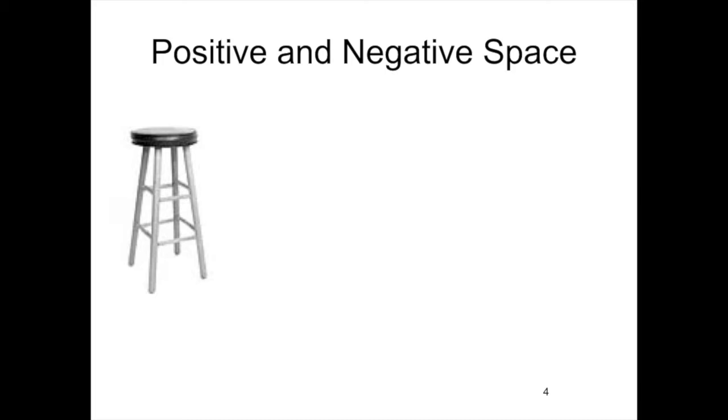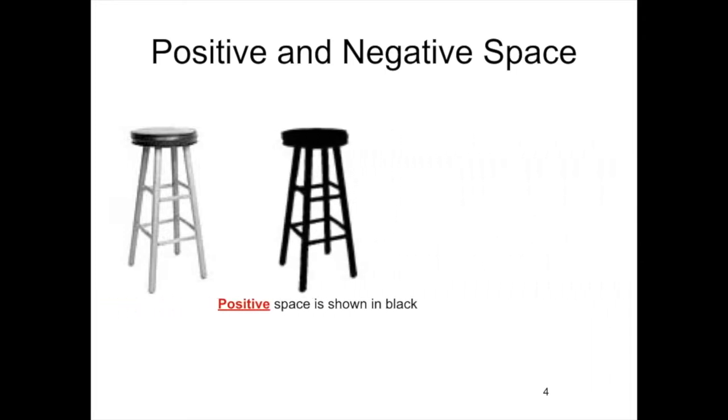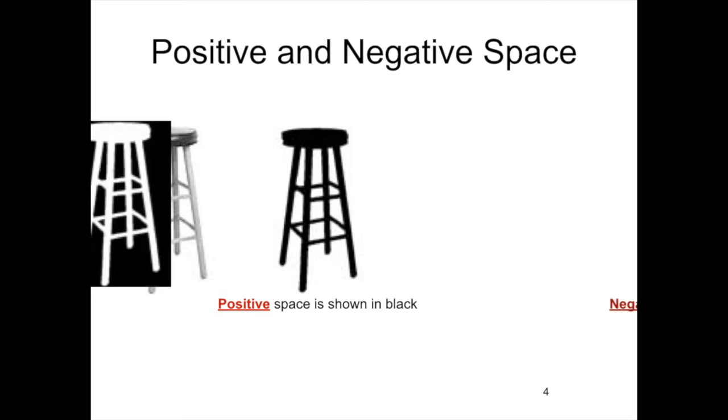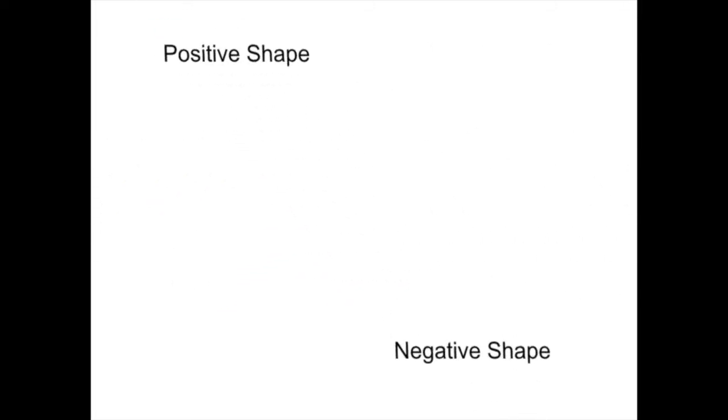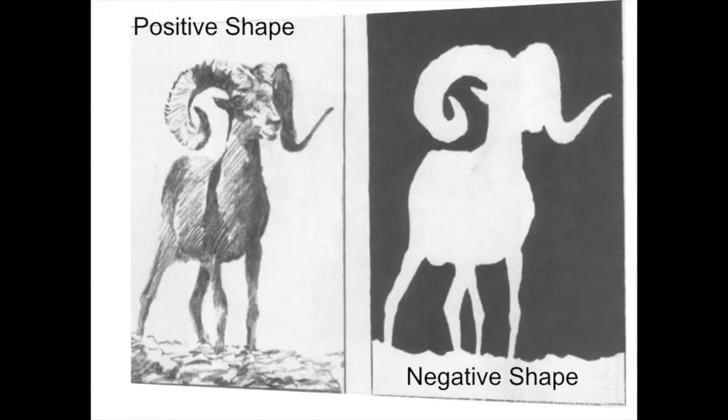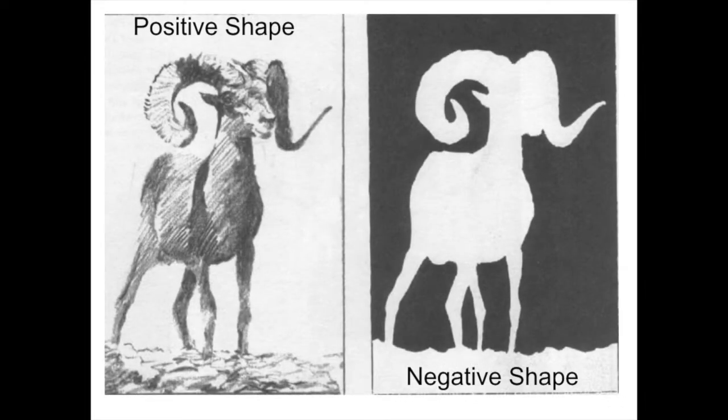Let's take a look at the picture of this stool and find the positive space and the negative space. So the stool itself is the positive space. What is in the picture? The negative space, shown here in black, is the area around the stool. Positive shape is the ram, negative shape is the area around him.